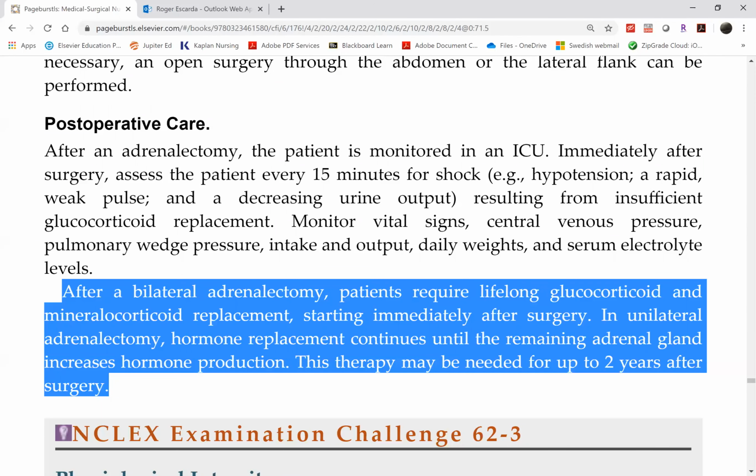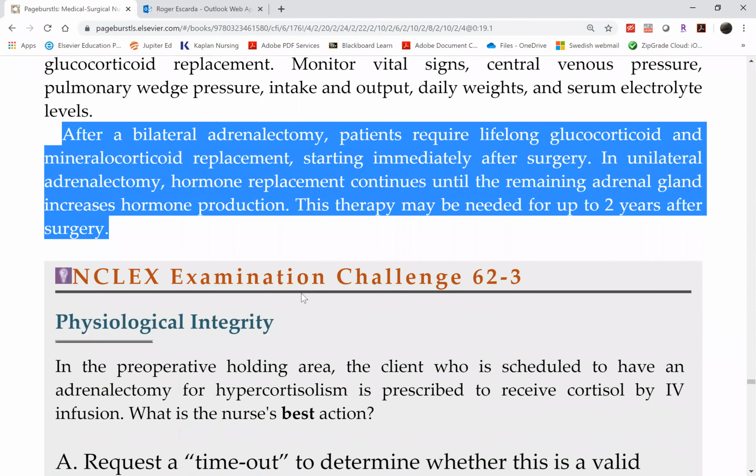Okay, so if it's both adrenal glands, it's lifelong. However, if it's only one adrenal gland removed, the replacement may only be up to 2 years and you'll be back to normal. So you don't have to have Addison's disease all the time, if only one adrenal gland is removed.